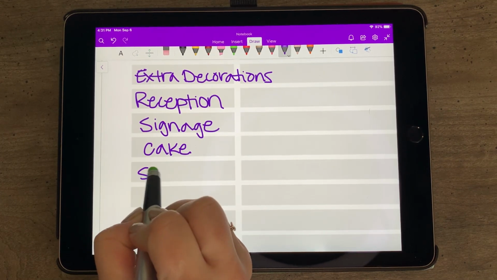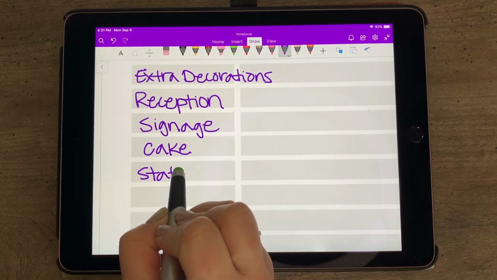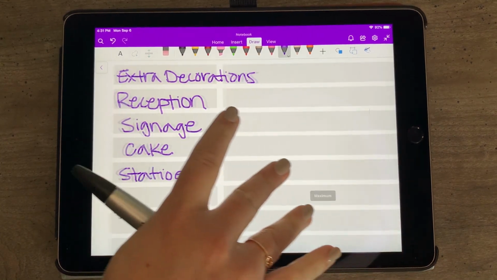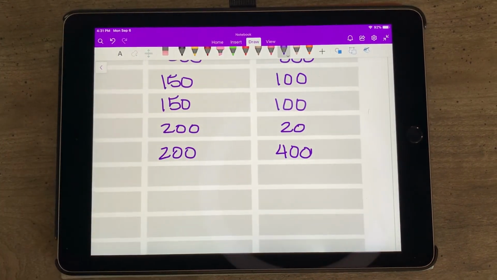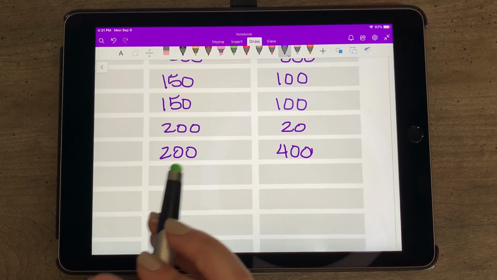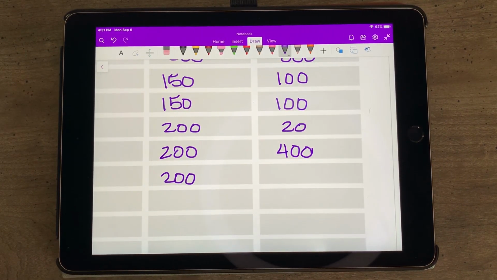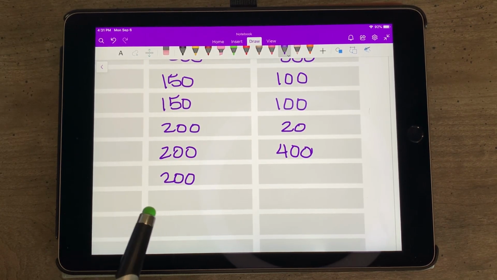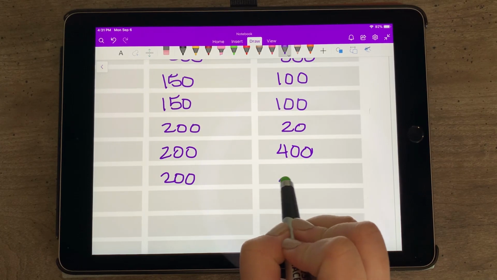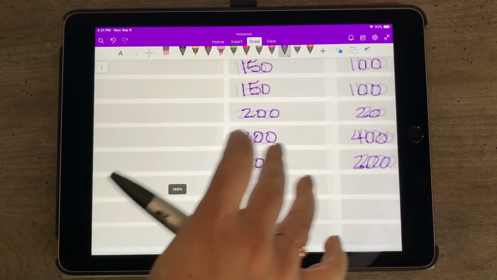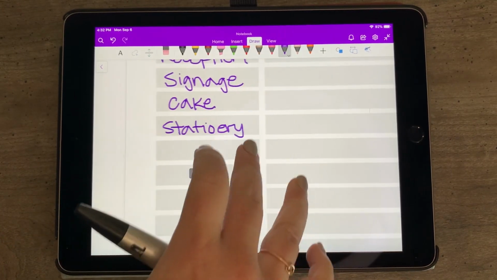The next one we're going to look at is stationery. Stationery is like wedding programs, save the dates, wedding invites. With that, I knew it was going to be expensive. I budgeted $200, and I knew that people normally spend around $500 to $700 on this category. So I did my best and I ended up spending $200 on all the stationery. Again, I have more videos that you can learn about how that works.